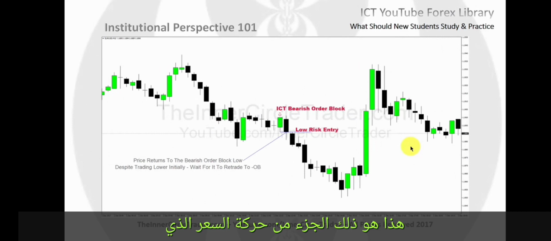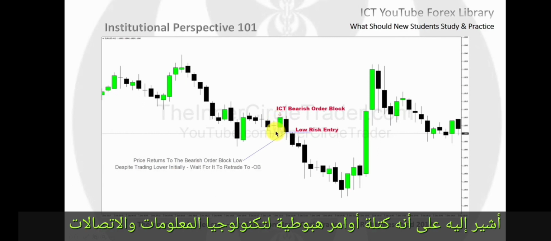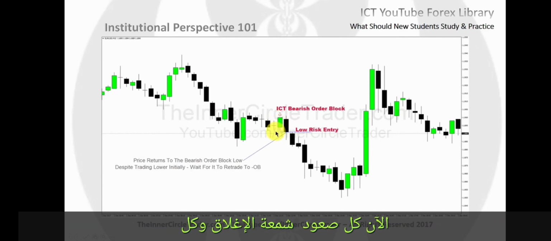So this is that section of price action. We're just zoomed in, and I want you to look at this. The up candle right in here prior to this down move, this is what I refer to as a bearish ICT order block. Now, every up close candle and every down close candle does not make an order block.